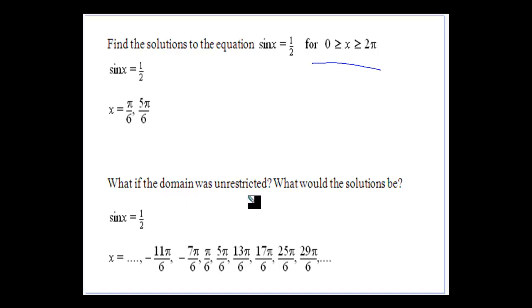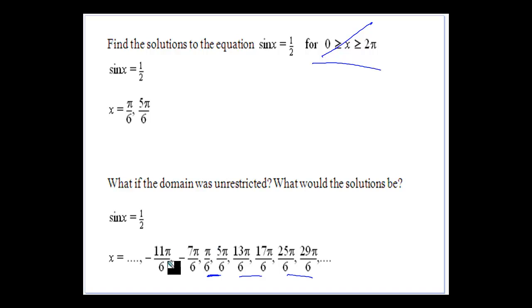What if the domain is unrestricted though? What if we don't have that 0 to 2 pi restriction? What will we get our solutions? Well, of course we'd have pi on 6 and 5 pi on 6. But then what if we go on next revolution? 13 pi on 6, 17 pi on 6. So there's the second revolution. And then add another 2 pi to each of these two solutions. We're in the third revolution.